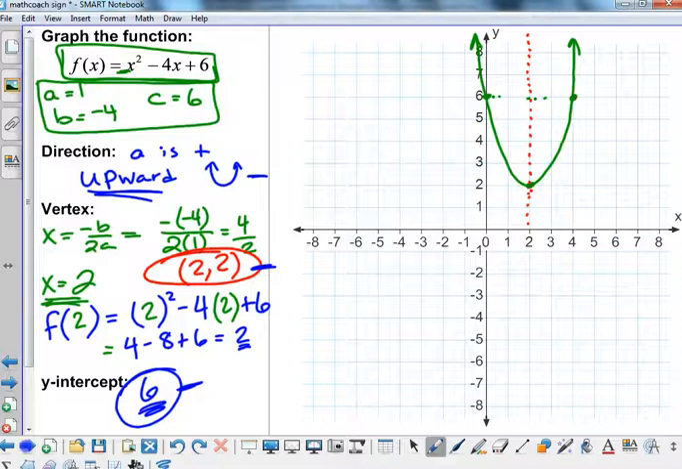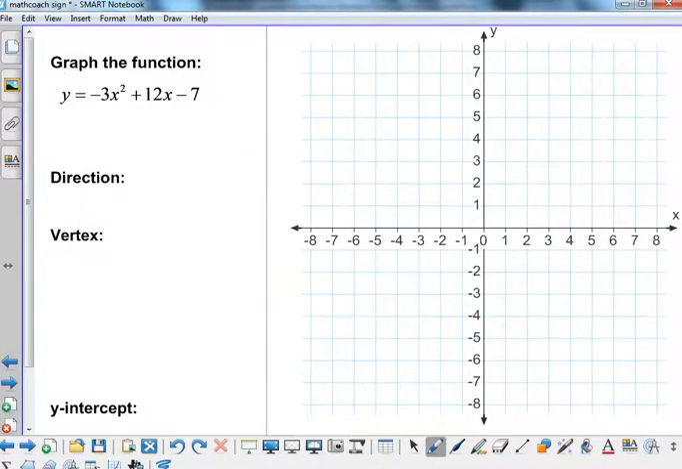Okay, let's look at another example. Our next example is graphing the function y equals negative 3x squared plus 12x minus 7. We'll go through this one a little quicker. A, as we see this, is negative 3. B is 12. And C is negative 7. Very important that you get your signs correct.